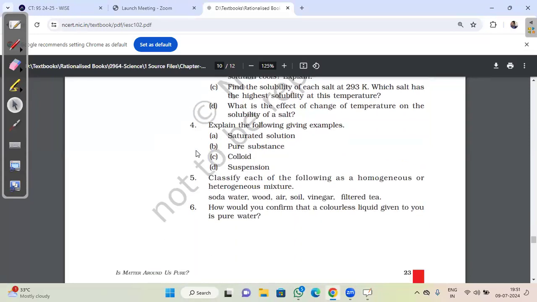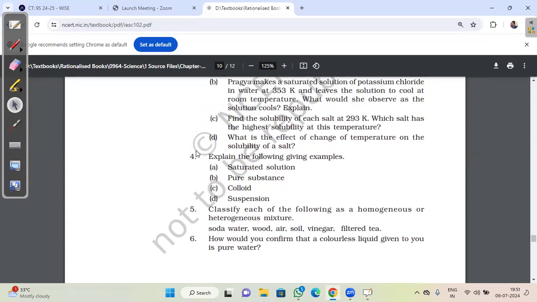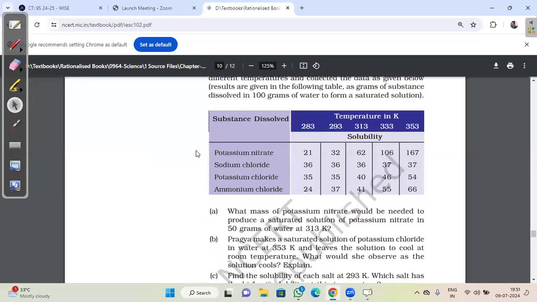Okay, explain the following giving examples: saturated solution. So, we have to do the C and D parts of the third question; we didn't do them. C is: find the solubility of each salt at 293 Kelvin. So all of you quickly find the solubility of each salt at this temperature, 293 Kelvin.